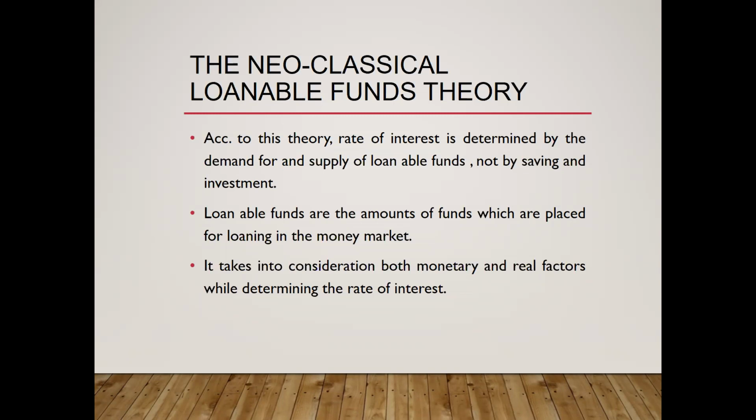One theory we had already finished in my previous video, that was the Ricardian theory, the demand and supply theory, where the equilibrium was settled down. So here, the second theory is the neoclassical loanable fund theory.